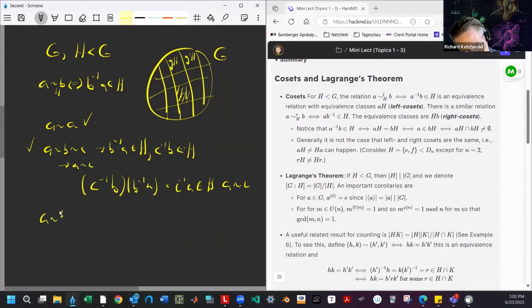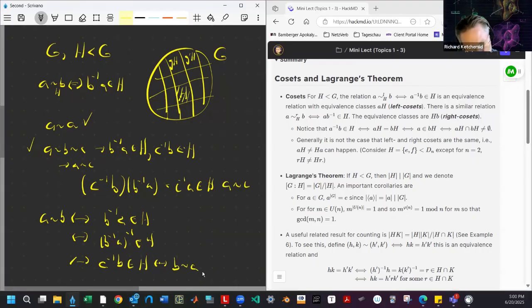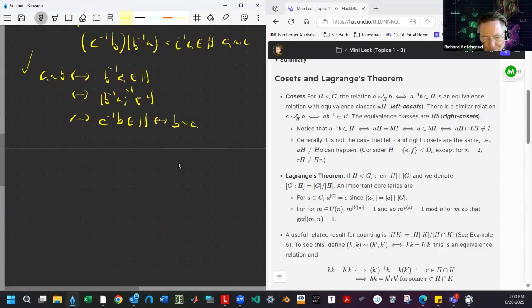And then a is equivalent to b if and only if b inverse a is an element of H. But then the inverse of that, so this is if and only if the inverse of b inverse a is an element of H. This is if and only if a inverse b, since you have to flip them around in inverse, and b inverse inverse is just b, is an element of H. So this is if and only if b is equivalent to a. Okay, so that's symmetry. We have an equivalence relation, and so we definitely have equivalence classes.